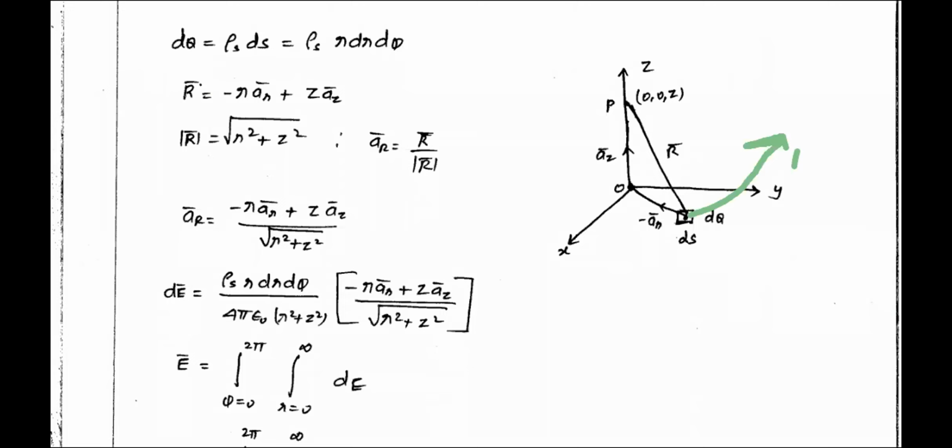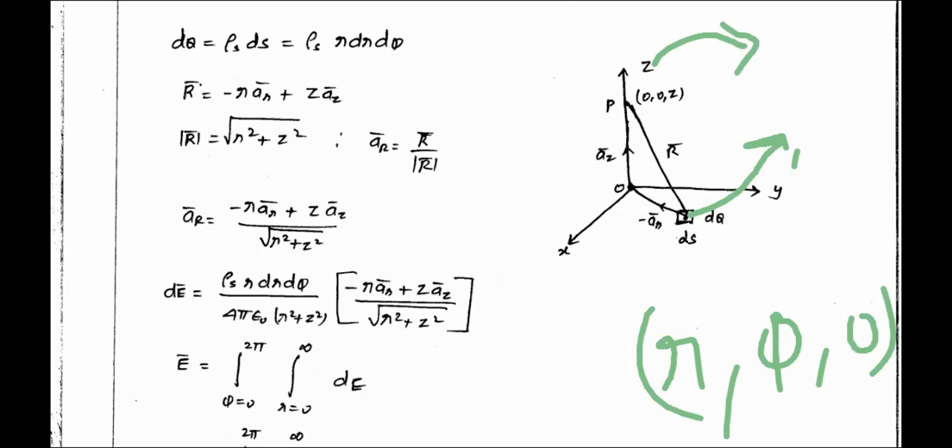Actually, that point value is, you are at some radius, at some phi, and then your Z value is 0. Now here they are mentioning 0, 0, Z. Actually, R is 0, but that phi can be anything.